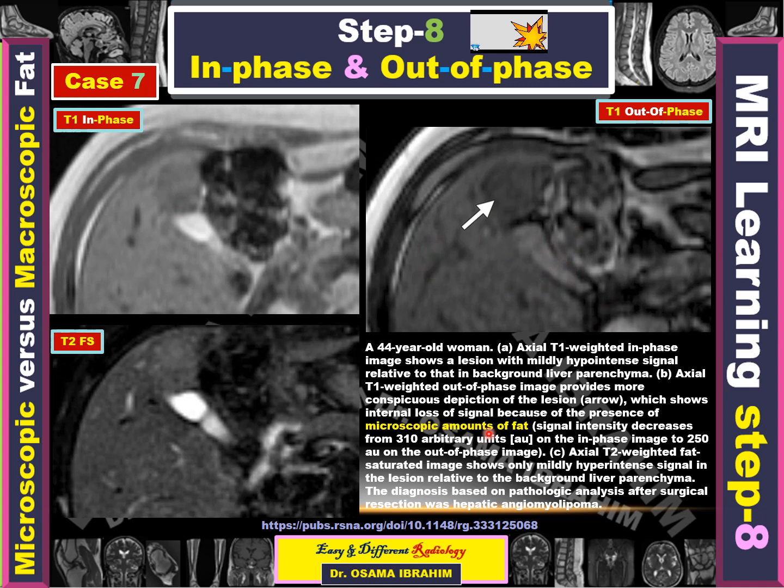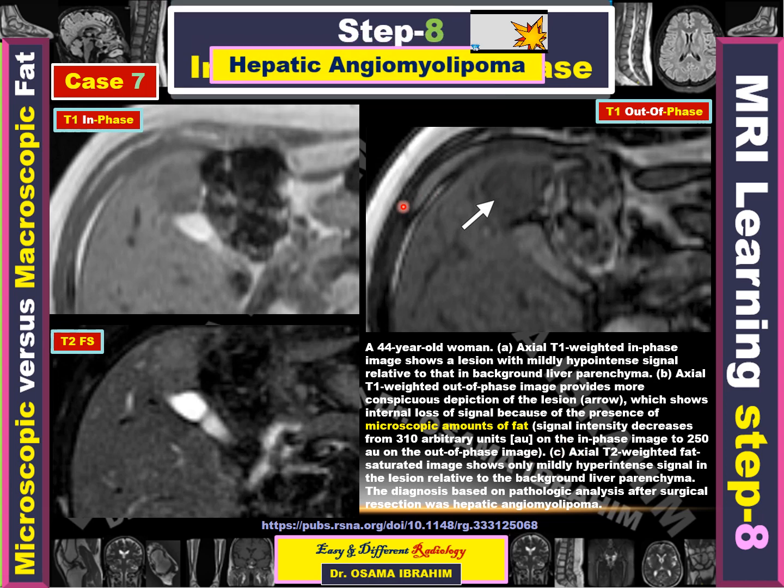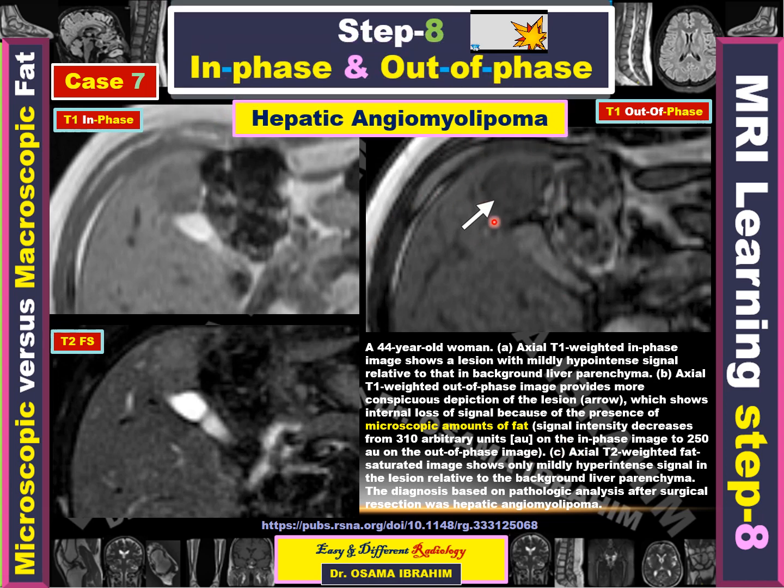However, sometimes the pathology shows another diagnosis, but at least it is a benign lesion because there is microscopic fat diagnosed by the opposed or out of phase, and the pathological analysis after surgical resection was hepatic angiomyolipoma.